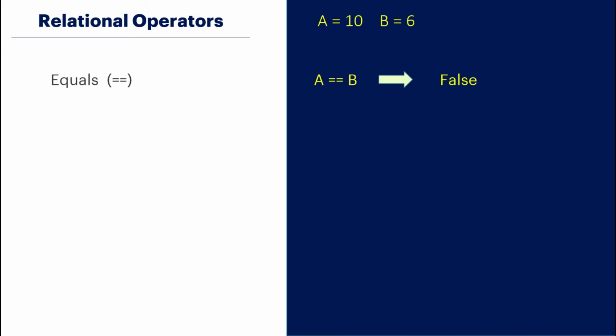Relational operators. Relational operators are also called comparison operators. They compare two operands and return a Boolean result. Relational operators are often used in decision-making algorithms.